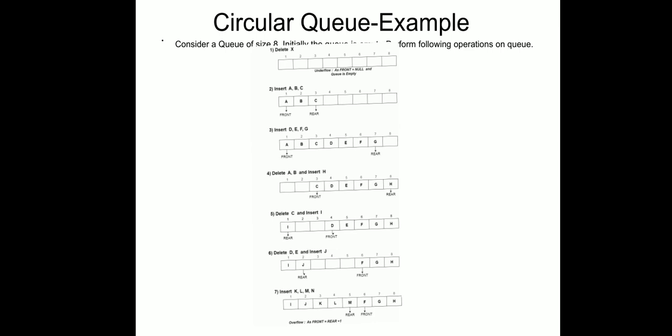So this is the example of circular queue. Let's say in step 1, delete x, no element is there, so it will generate an error. Second, insert ABC, so ABC get added. Insert DEFG, get added. Delete A and B, so A and B get removed, and insert H, so H is there. Now Q is empty. Delete C and insert I, so as it is connected to the first element, right? So I gets added at the first index location. So that is the advantage of circular queue, which is not possible in linear queue.